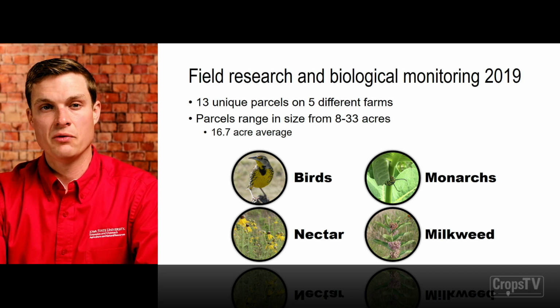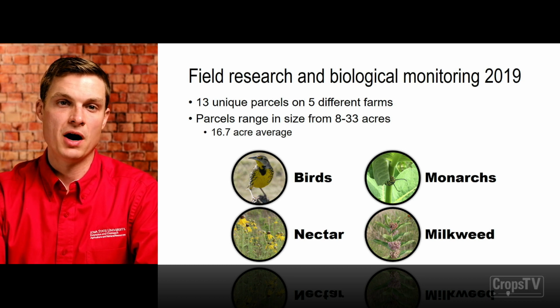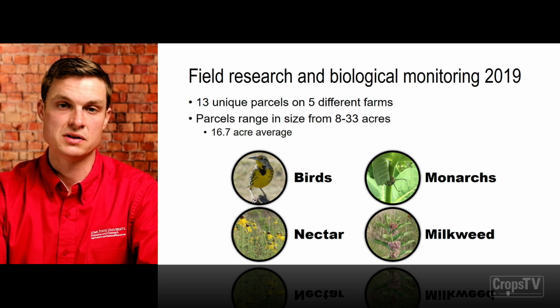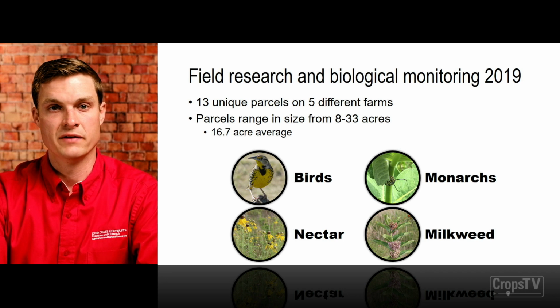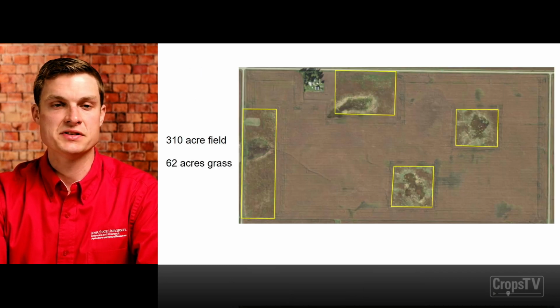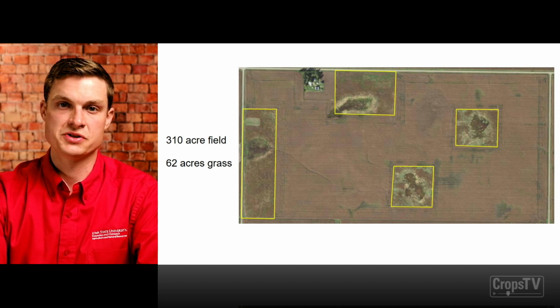We actually found 4 or 5 farms here in Boone County, pretty close to campus, that we've been monitoring for the last couple of years to study how birds and how monarchs and the resources monarchs need, like nectar and milkweeds, do in these areas when we identify them and take them out of crop production and put them into native perennial vegetation. Here's what one of those fields looks like. It's a half of a section of land with 62 acres of native perennials established in it.